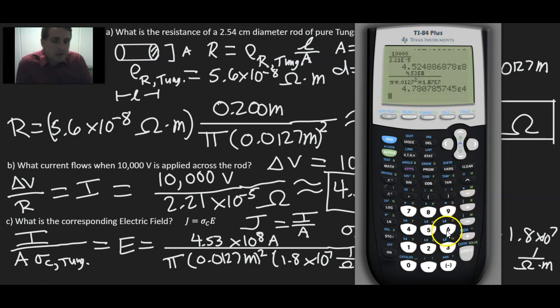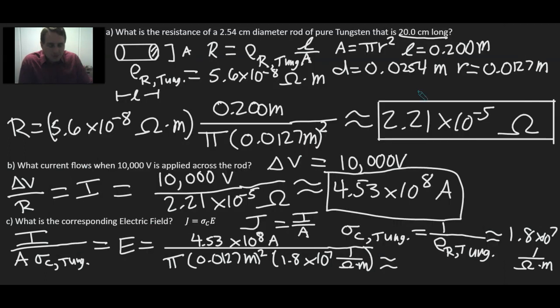Okay, so let's write this down. 4.78 times 10 to the 4th, and that's volts per meter. Now, by the way, we could also express this in newtons per coulomb. That's the exact same unit for electric field magnitude. All right, I think that ends this problem.